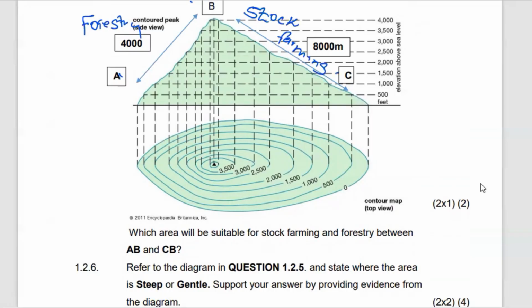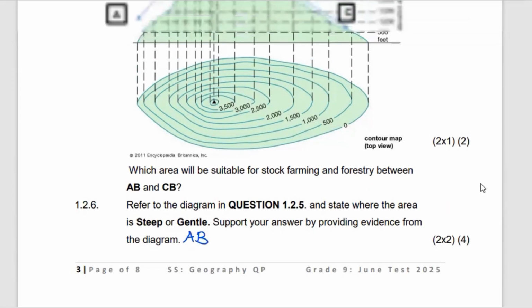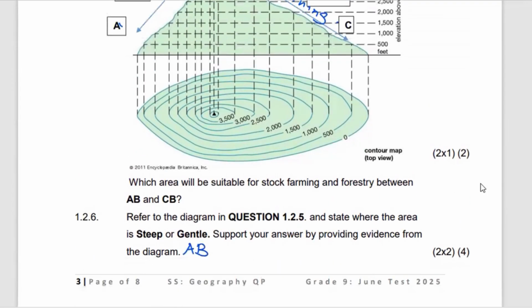Farming. Then we have: refer to the diagram in question 1.2.5 and state whether the area is steep or gentle. Support your answer. So the area AB, when you look at AB, it is steeper, and CB is gentler. All right, so that is it.